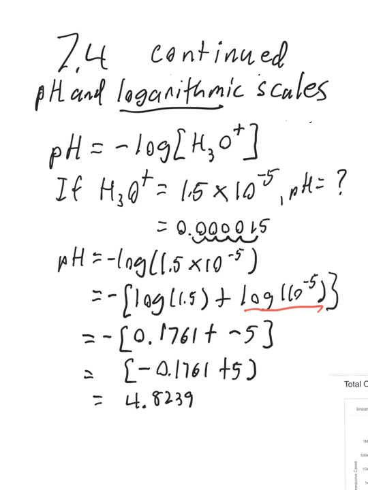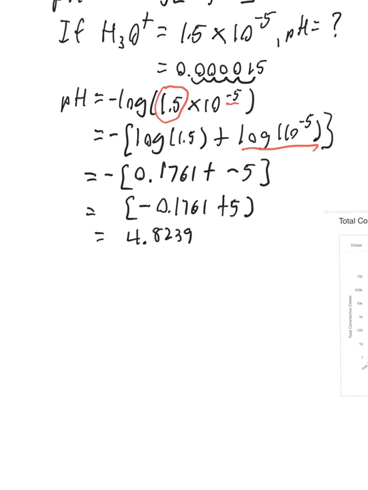Generally what will happen is you can always use this shortcut. You can really just take the log of the number here, and then subtract that from the exponent made positive. What we really have here is 5 minus log of 1.5. Now, what about going the other way?